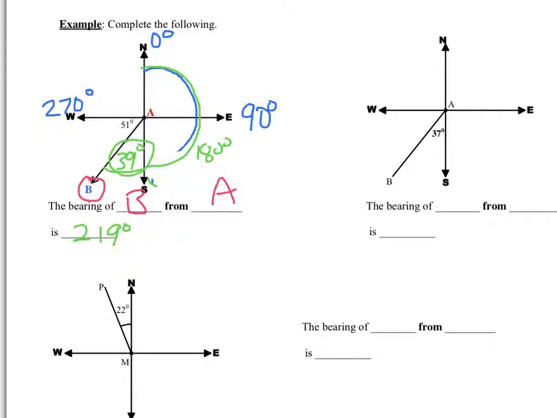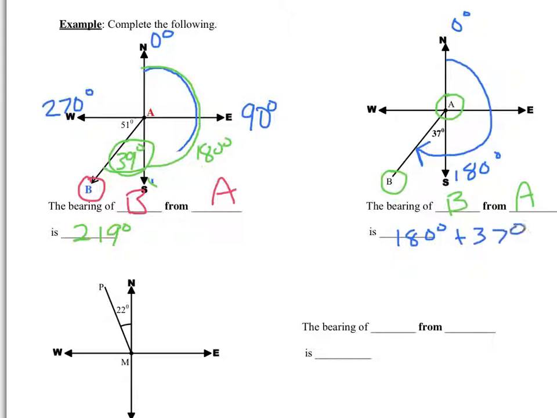Okay, let's look at the next one. Now, the centre of the compass is at A, so the bearing's been taken from A. So we're looking at the direction of B from A. Now, it's got to be clockwise from north. So this is the angle we're after. Okay, so it's actually very similar to the previous one. Now, from 0 degrees up to south, that's 180. So we've got 180 plus 37. And that's going to give us 217 degrees as the bearing.